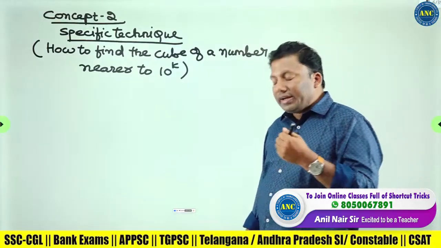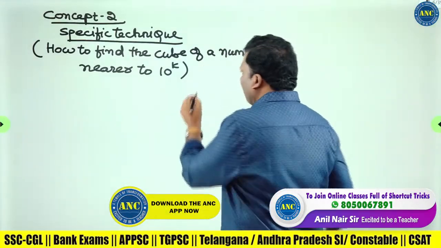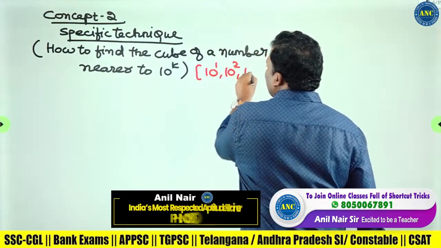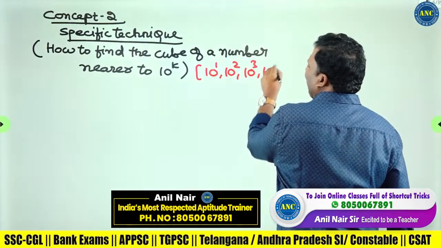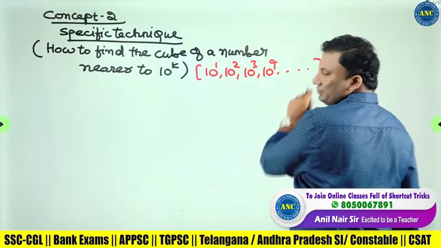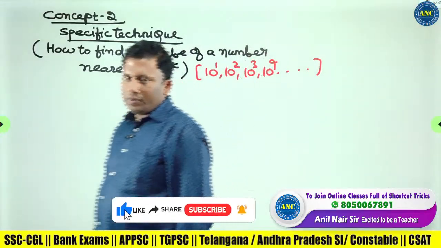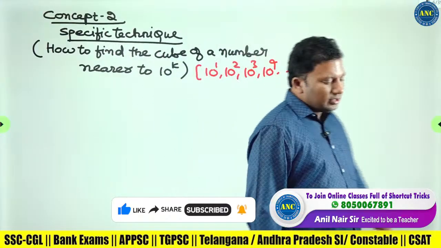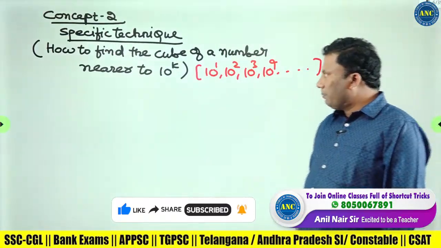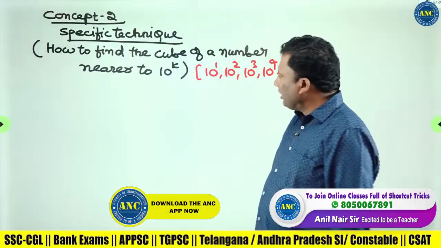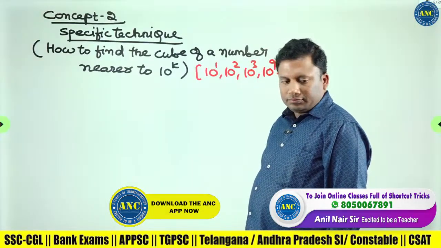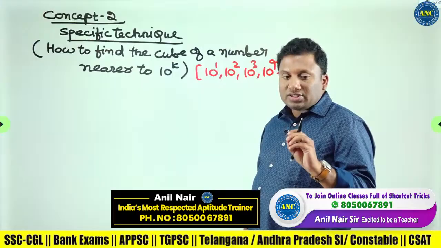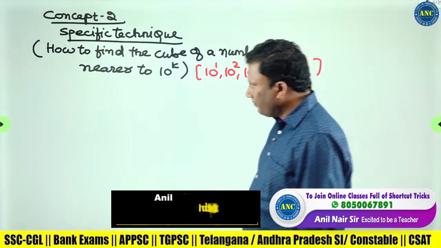I will tell you. It can be, good doubt, 10 power 1, 10 power 2, 100, 1000, 10,000. K is a natural number. How to find the cube of a number nearer to 10 power 1, 10 power 2, 10 power 3, 10 power 4. It is a little advanced level concept. Once you understand, you can tell the answer orally.